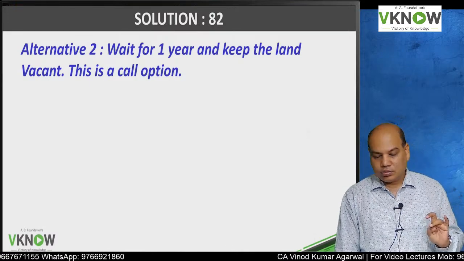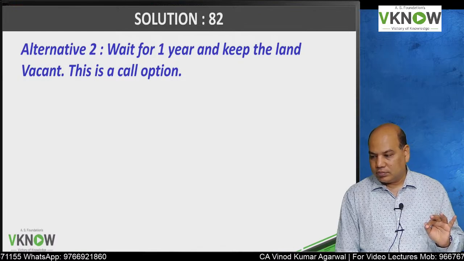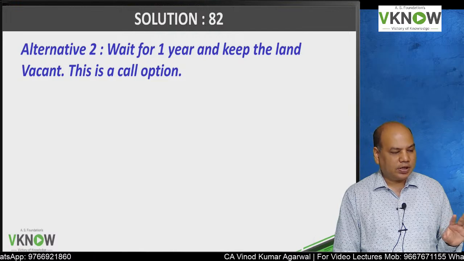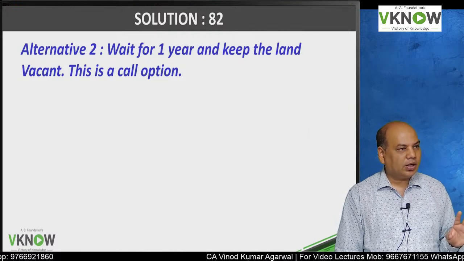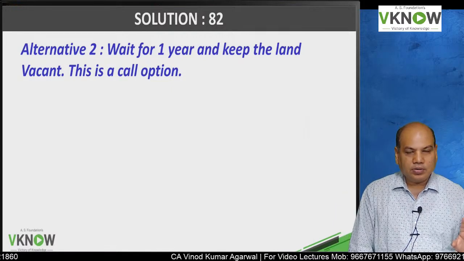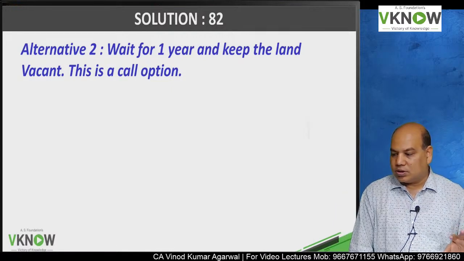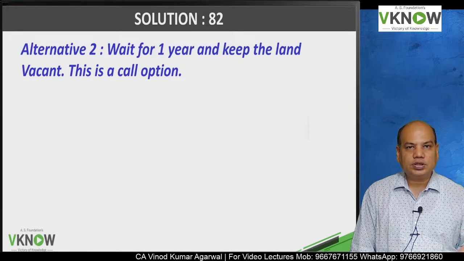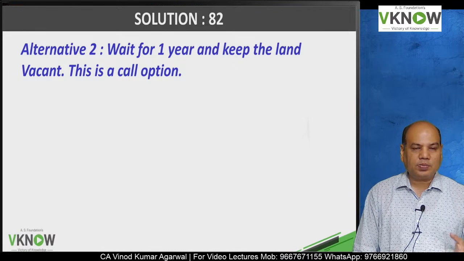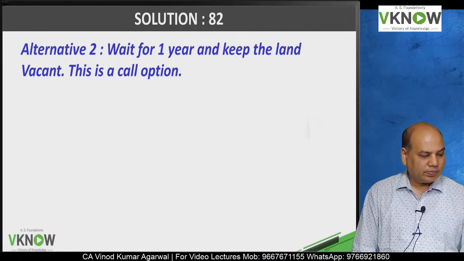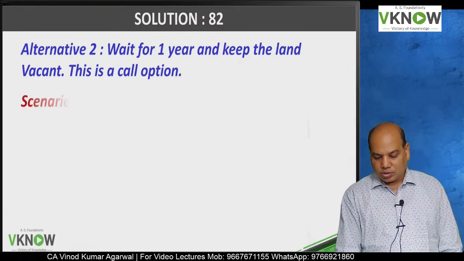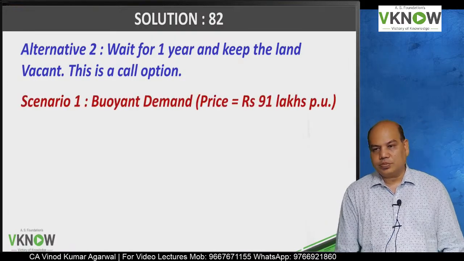Alternative 2, write down, wait for 1 year and keep the land vacant. So this is like a call option. This is a call option which you can exercise after 1 year if the price rises.